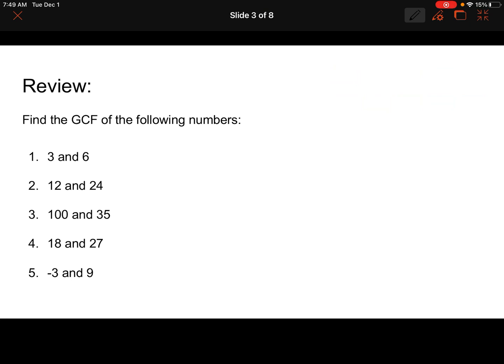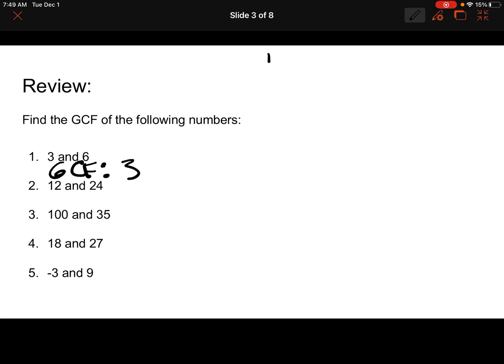The 3 and 6 are a pretty simple one, right? Because what's the largest number that divides 3? Well, it's 3, obviously. It's itself. Now, can 3 divide 6? Yes, it can. So that automatically would make our GCF of 3 and 6 equal to 3. Now, how about 12 and 24?